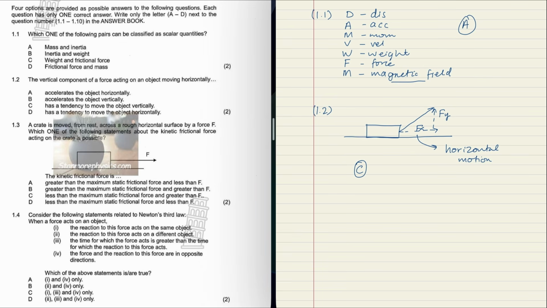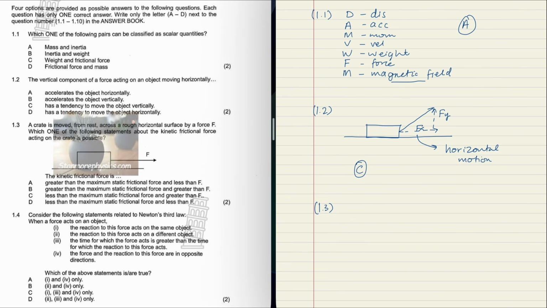A force will tend to move an object in that direction. So a vertical force will tend to move it vertically. A horizontal force will tend to move it horizontally. 1.3. A crate is moved from rest across a horizontal rough surface by a force F. Which one of the following statements about the kinetic friction acting on the crate is possible?